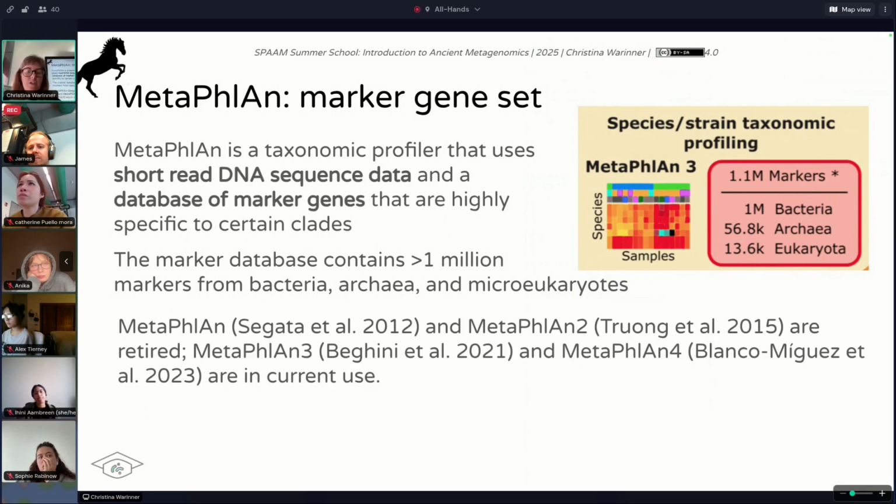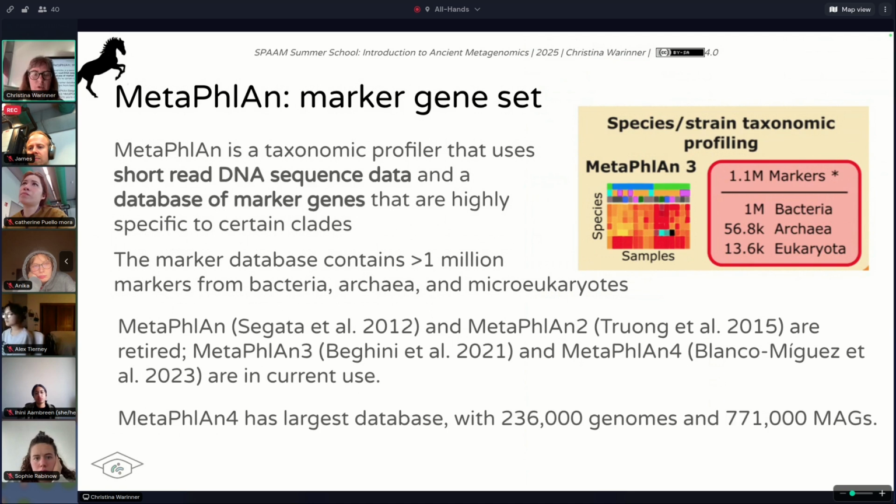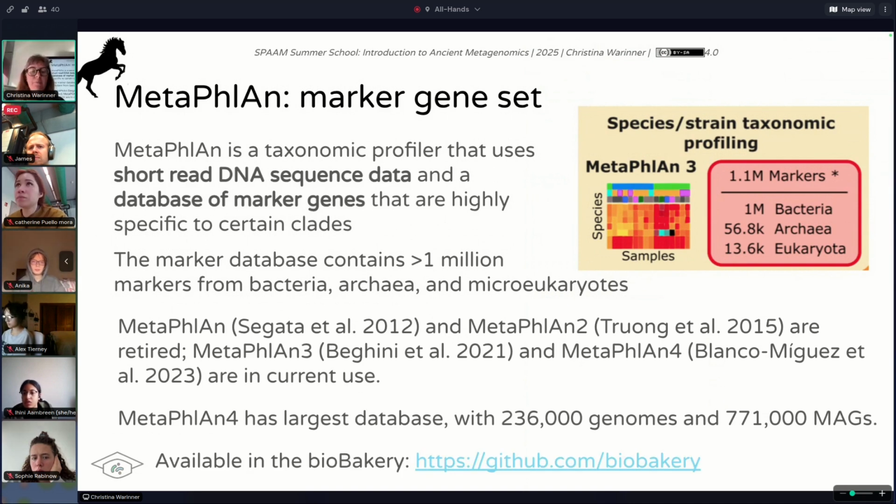And there's a number of different versions. The first one, MetaPhlAn, came out in 2012, then MetaPhlAn 2 in 2015. Those are both now retired. MetaPhlAn 3 came out in 2021, and now the current version that's being used is MetaPhlAn 4, which came out in 2023. MetaPhlAn 4 has the largest database. It includes 236,000 microbial genomes plus 771,000 MAGs that have been added. So it's quite extensive, and you can get it from the bioBakery.